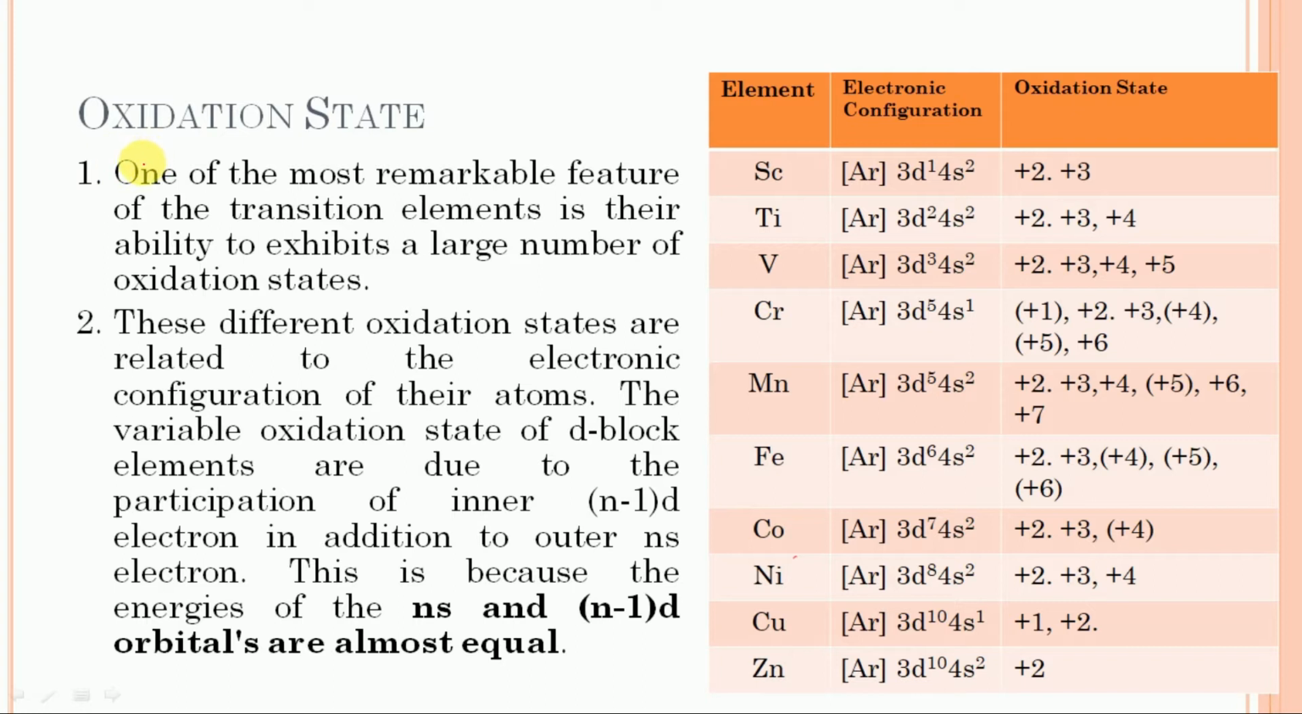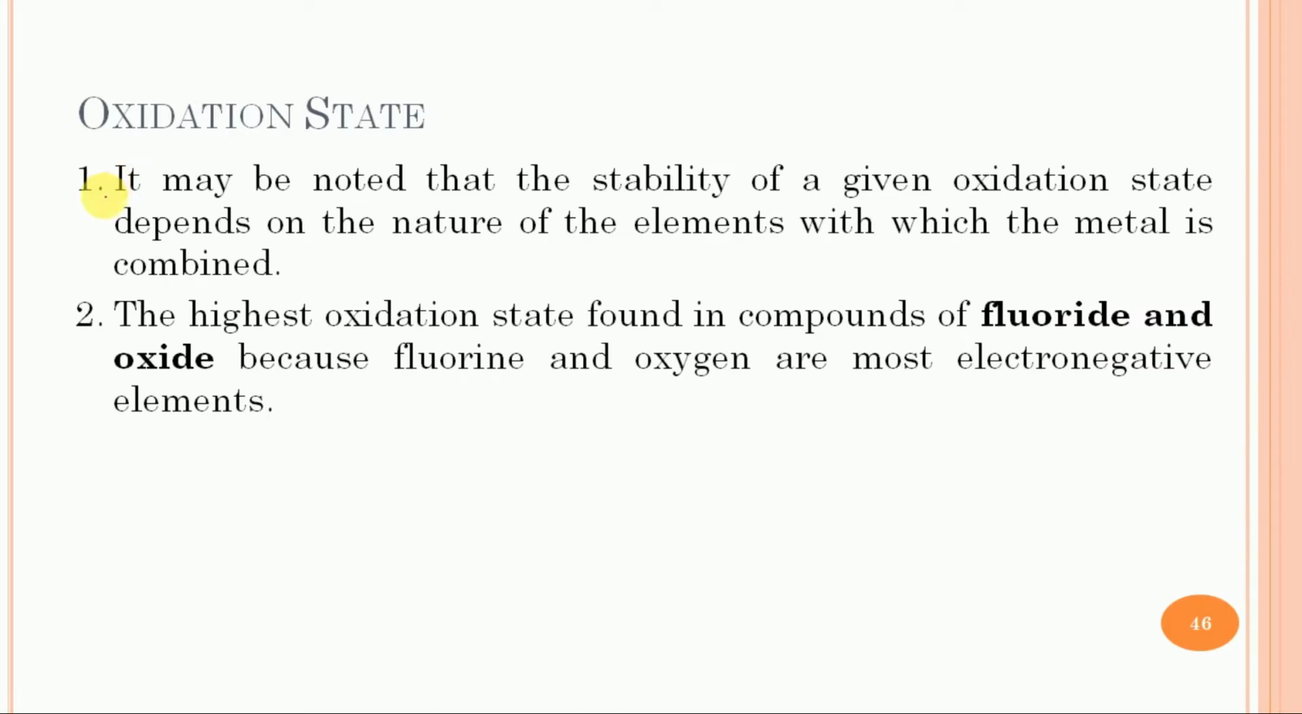The higher oxidation states, however, are possessed by transition series 2 and transition series 3. It may be noted that the stability of a given oxidation state depends on the nature of the element with which the metal is combined. The highest oxidation states are found in compounds of fluoride and oxide because fluorine and oxygen are the most electronegative elements.